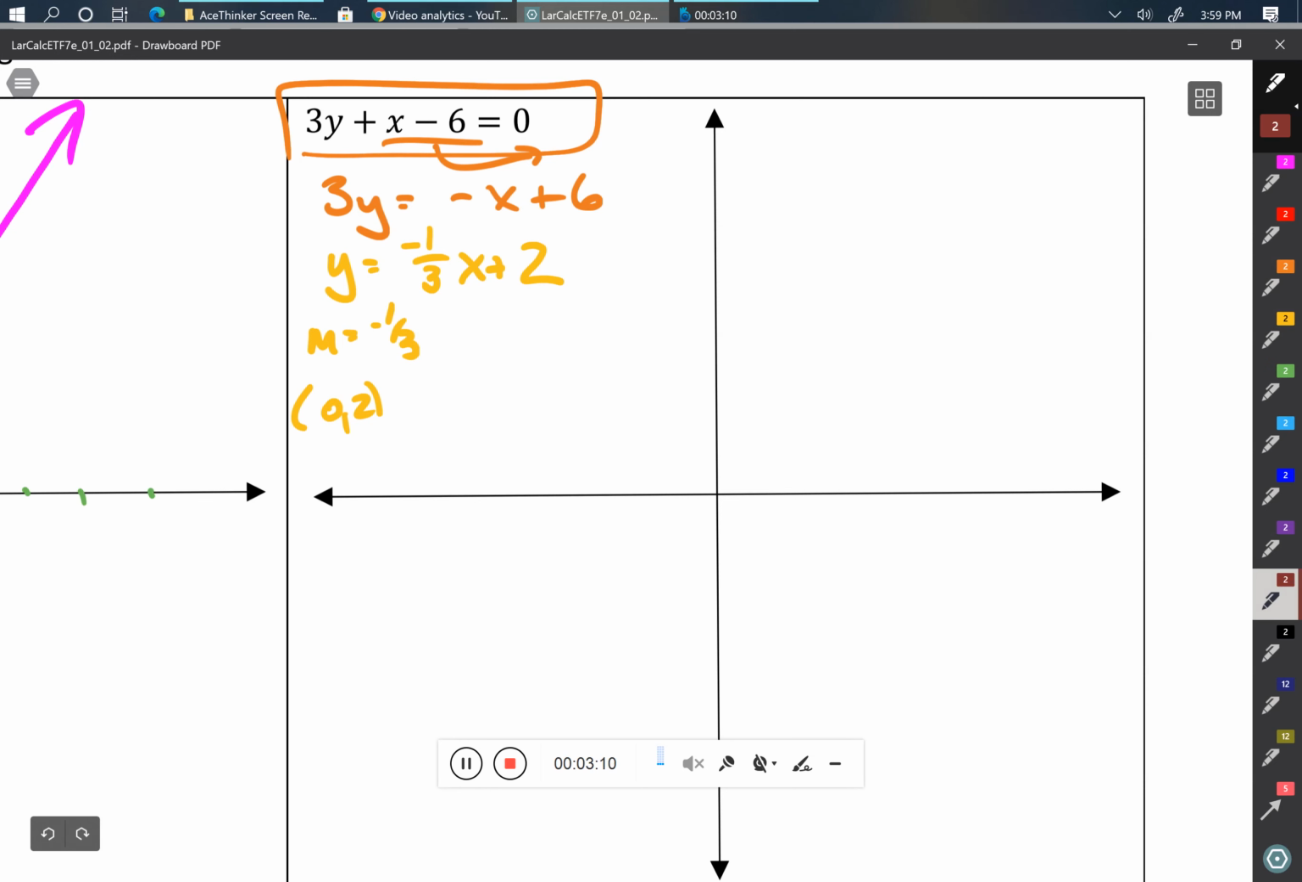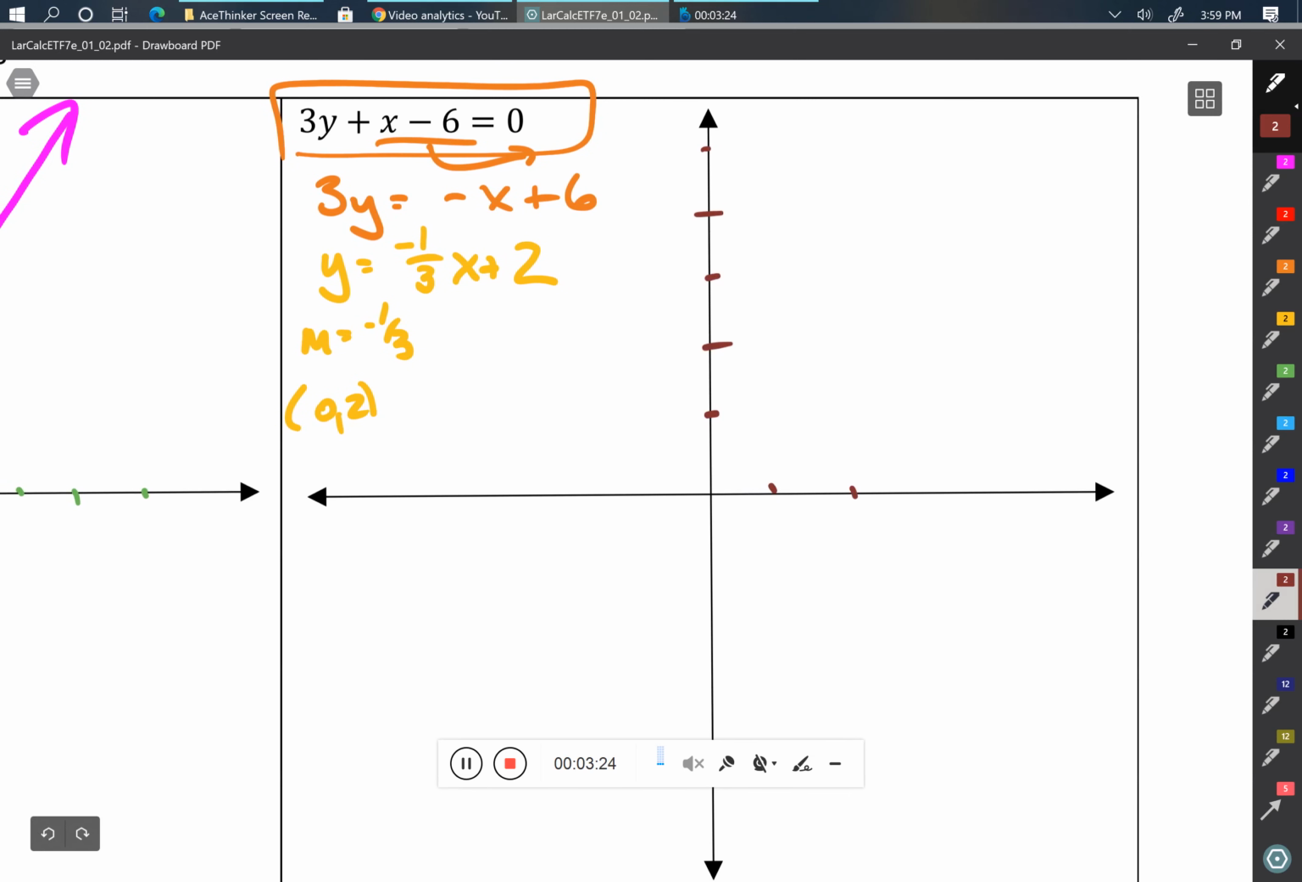So I'll put some tick marks over here. You know what? I'm going to go bigger. 1, 2, 3, 4, 5. And then I'm going to plot my y-intercept at (0, 2), and then my slope says negative 1/3.